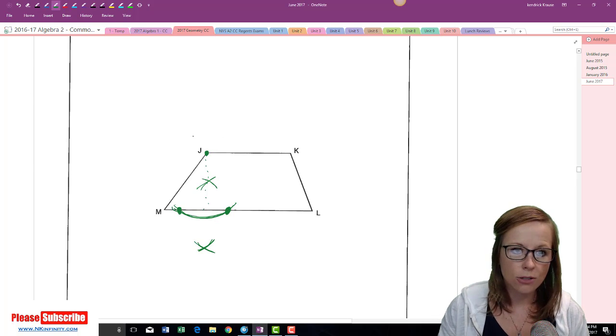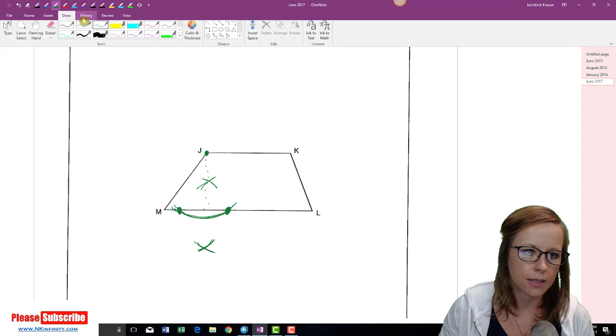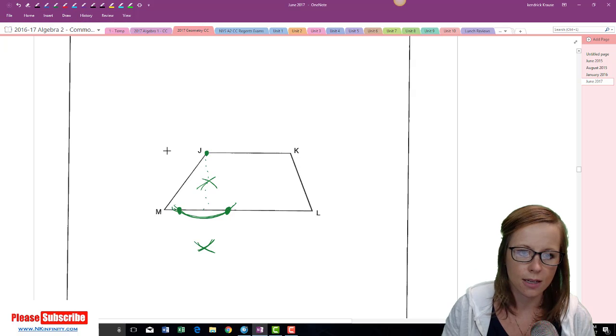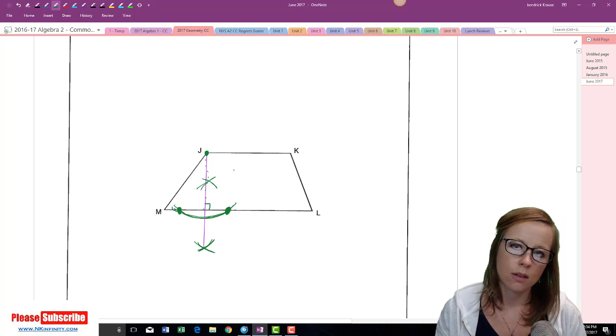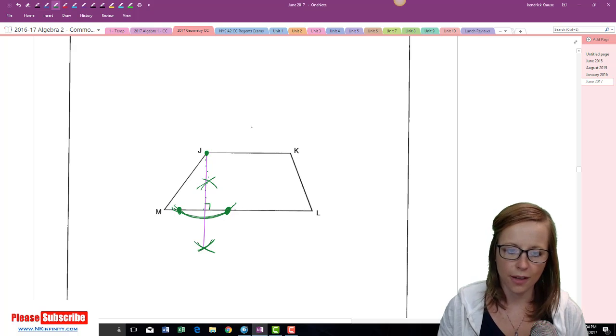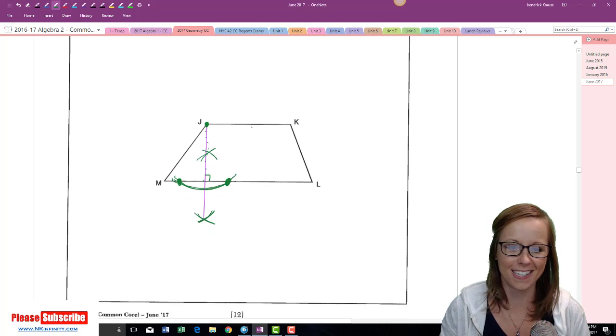Whoops. Now take your straight edge, and this is where I always try to use these lines, right? Take your straight edge and connect those through there. Should look something like that, and put your right angle on it. There's your altitude. Beautiful. Actually, that was pretty good. I'm not going to lie.